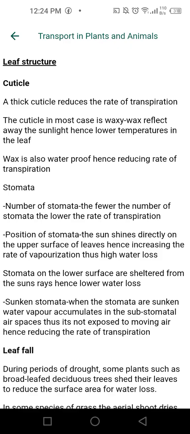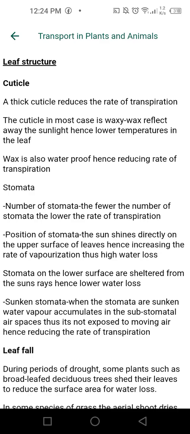Stomata. Number of stomata. The fewer the number of stomata, the lower the rate of transpiration. Position of stomata. The sun shines directly on the upper surface of leaves, hence increasing the rate of vaporization, thus high water loss. Stomata on the lower surface are sheltered from the sun's rays, hence lower water loss. Sunken stomata. When the stomata are sunken, water vapor accumulates in the substomatal air spaces, thus it's not exposed to moving air, hence reducing the rate of transpiration.